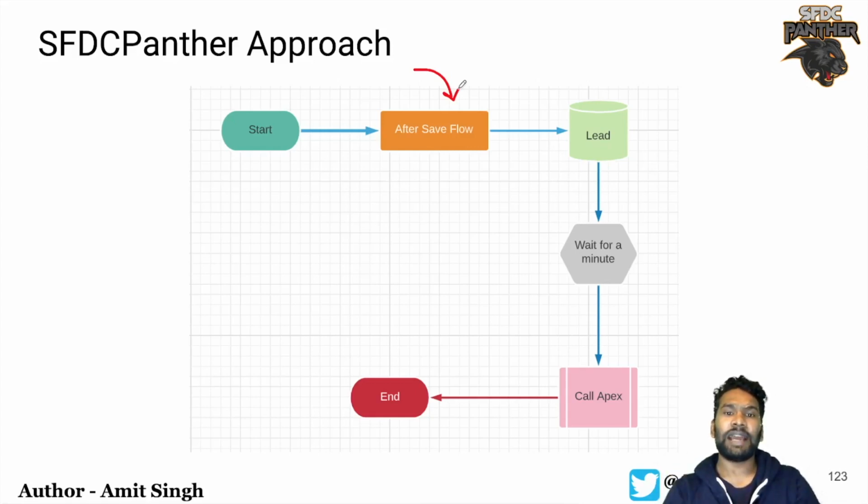One more thing is that if there are any other processes or flows which are working, they can be completed first, and only then our flow works in order to execute that lead assignment rule. So our flow will be on the lead object. We will wait for a minute, and then we will execute a call which is going to be our invocable apex, and we will end.